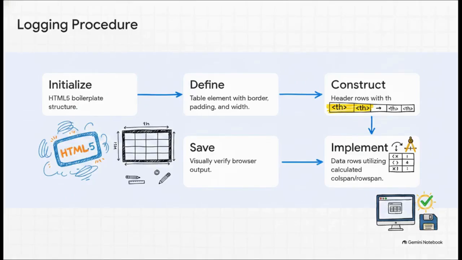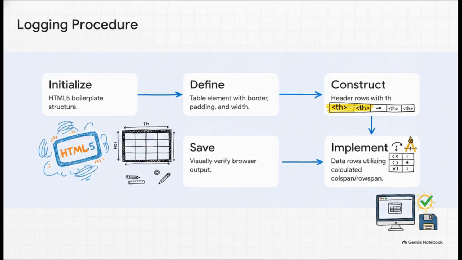So, to absolutely guarantee maximum portal marks on exam day, you just need a reliable workflow. Follow this master blueprint every single time. Step 1, initialize your standard HTML5 boilerplate structure. Step 2, define your table element with those vital border, padding, and width attributes we talked about. Step 3, construct your header rows using those TH tags. Step 4, implement the standard data rows very carefully, dropping in your calculated colspans and rowspans while strictly obeying that golden rule. And finally, Step 5, save your file and always verify the output visually in a browser before hitting submit.